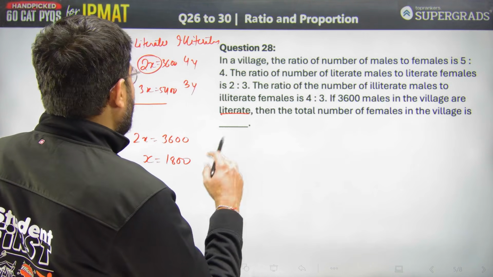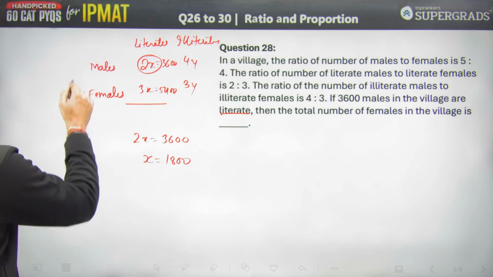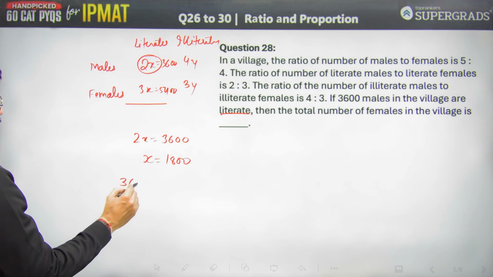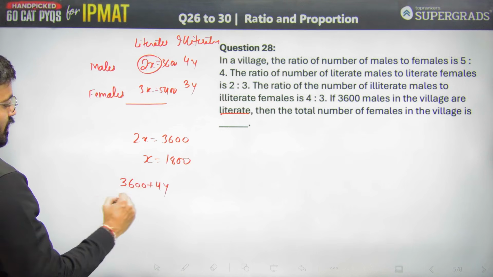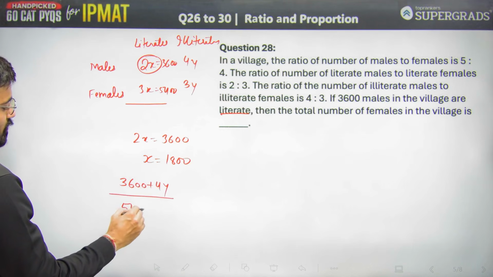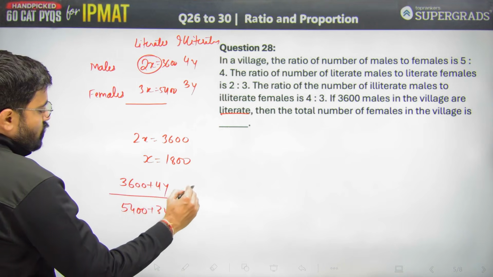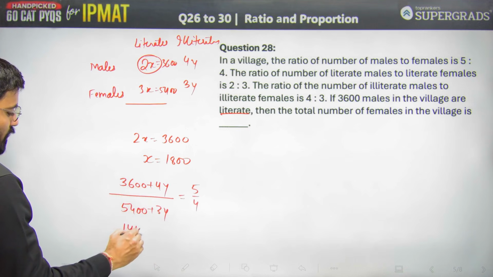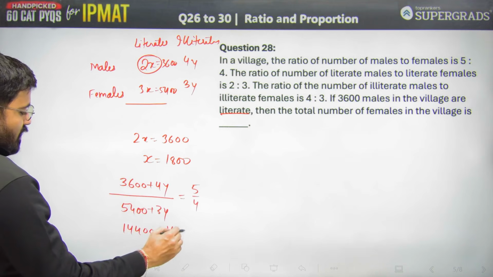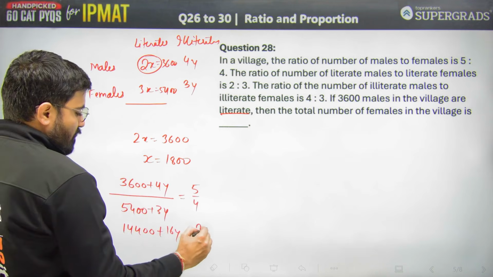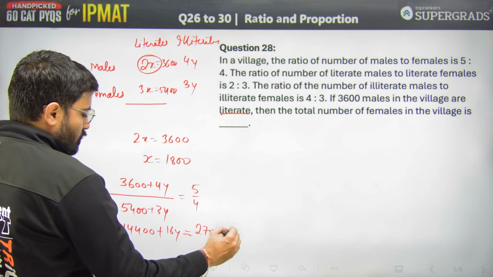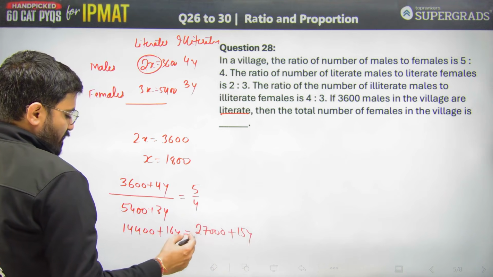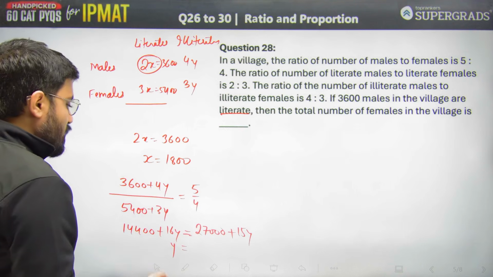So the ratio of the number of males to females is given as 5:4. So I can write very easily that 3600 plus 4y upon 5400 plus 3y is equal to 5:4. So I multiply 36 into 4, which will be 144,000, plus 16y is equal to 54 into 5, which is 27,000, plus 15y. 16y minus 15y will give me y. 27,000 minus 144 will be 13,000 and then 400.